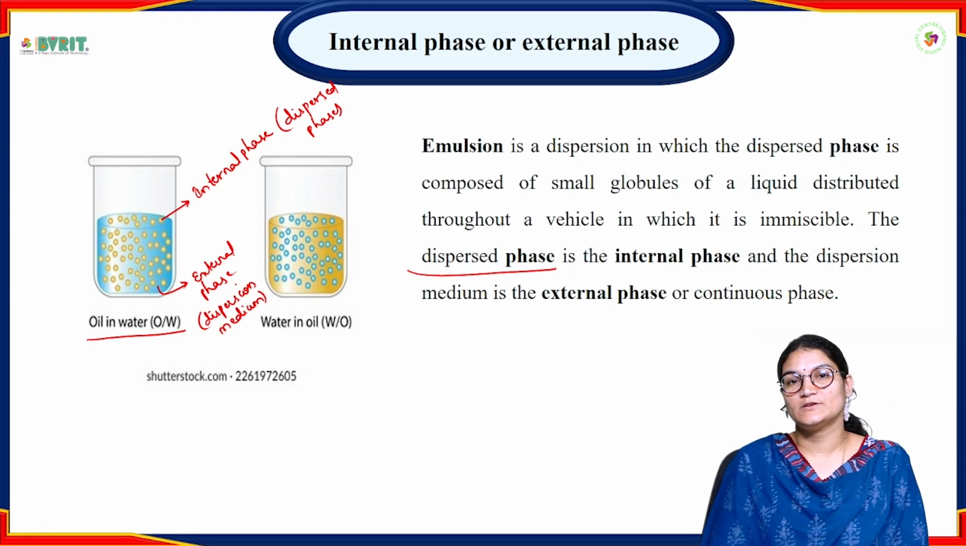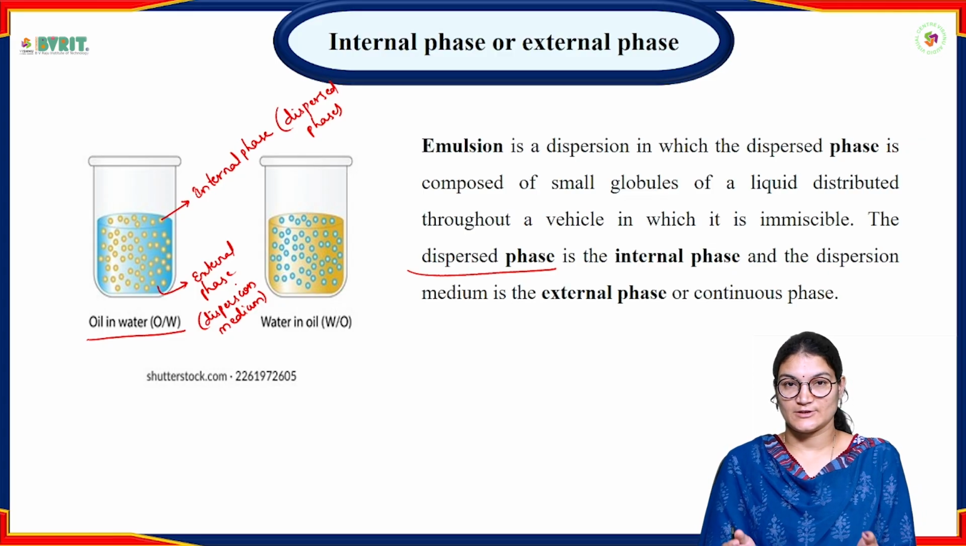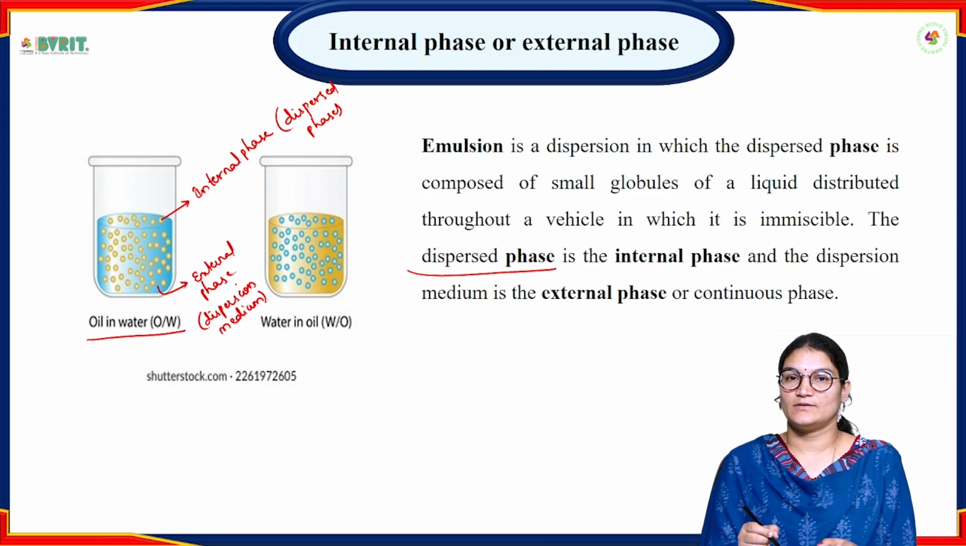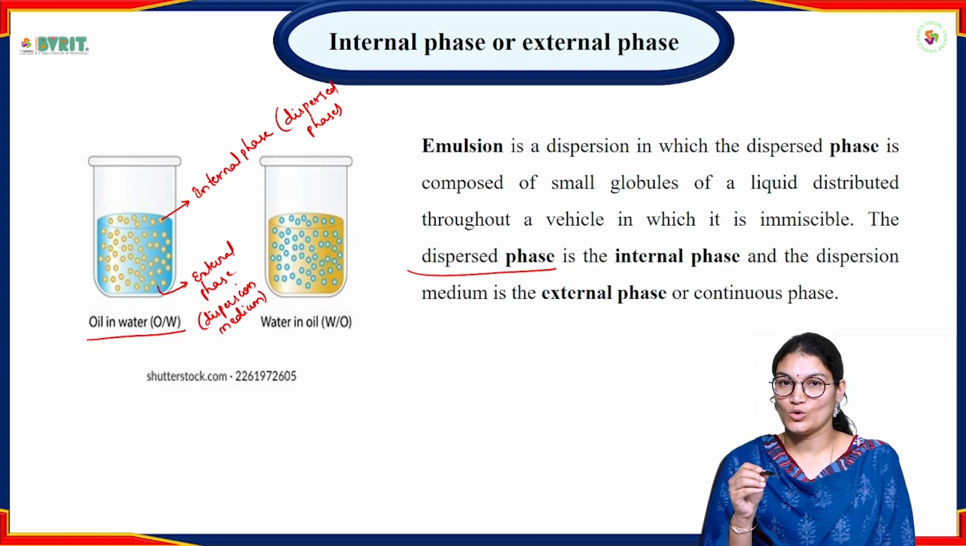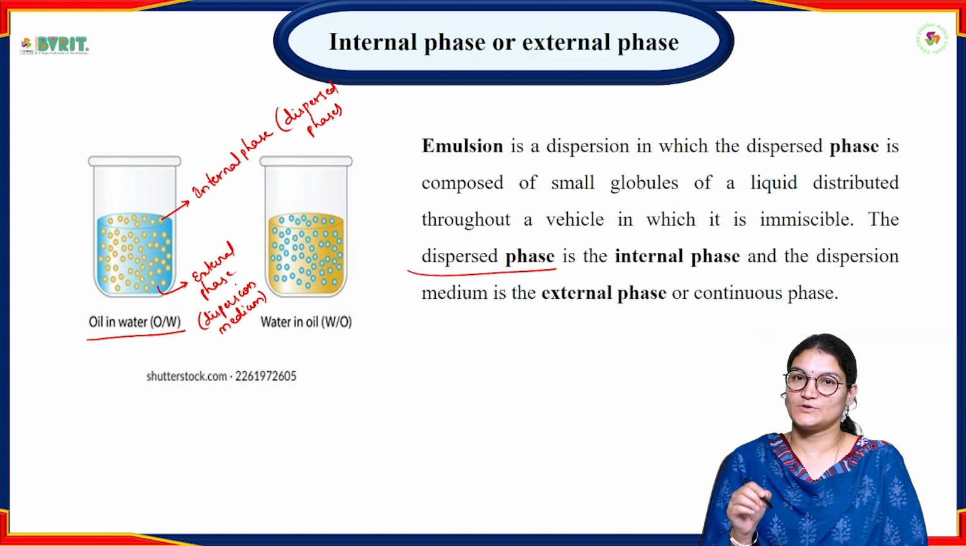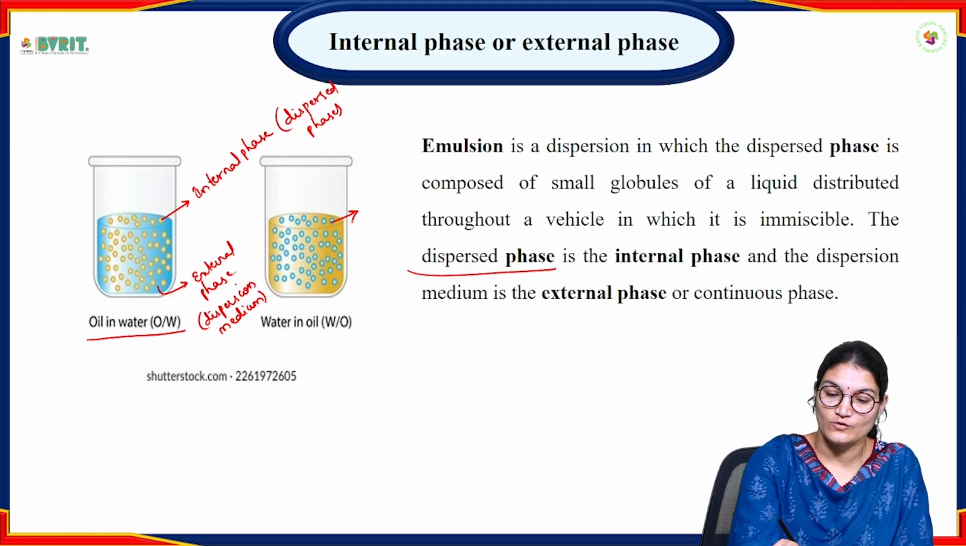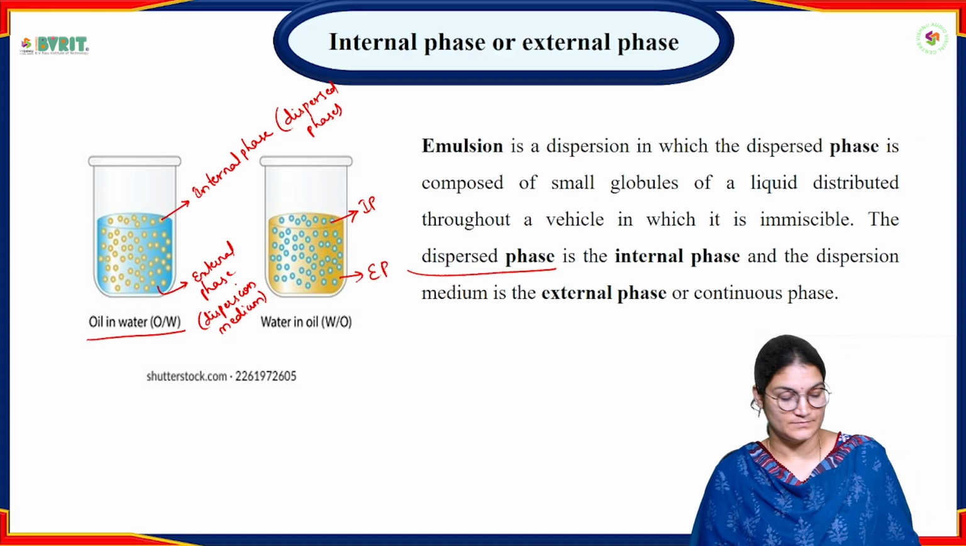So in every emulsion you will have two phases, one is the internal phase and the other one is the external phase. The phase which is exposed outside is called the external phase, and the liquid which is formed as globules is considered the internal phase or dispersed phase. The other one is called the dispersion medium. If you consider a water in oil system, water is considered the internal phase and oil is considered the external phase.